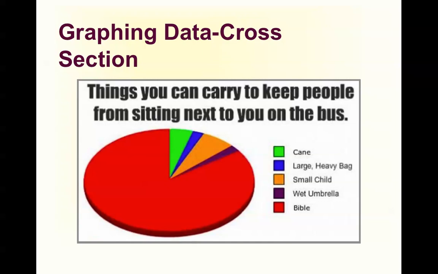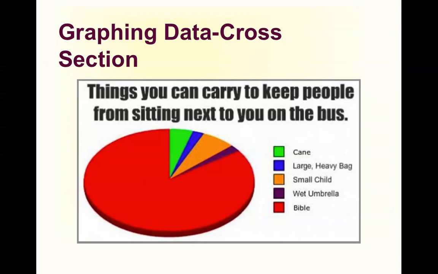Now this person is assuming that, one, you want to keep people from sitting next to you on the bus, and two, that the Bible is the thing that will do it. You'll notice that there's no percentages listed with this, and there's no source. So obviously the person just made this up. But this is an example of a cross-sectional diagram.